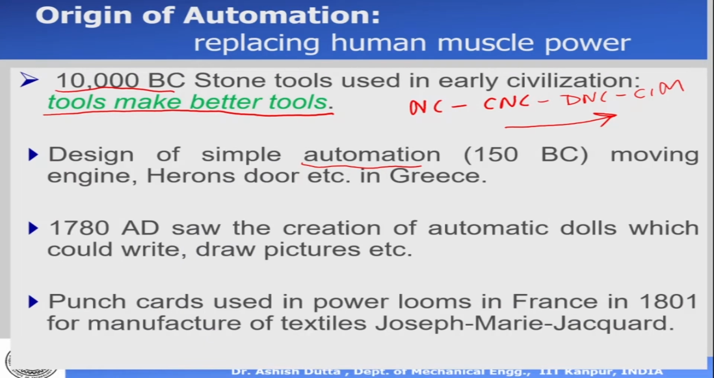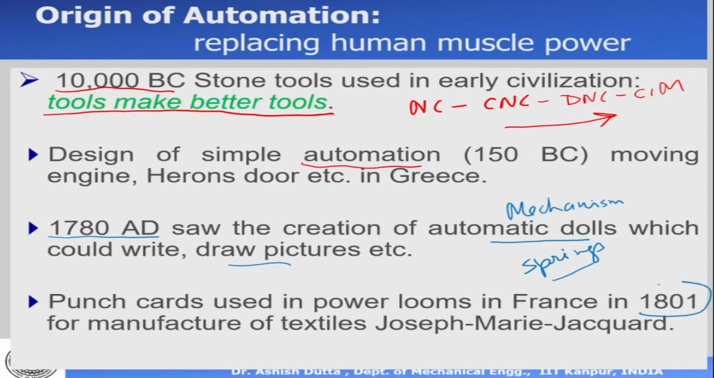Now 1970, as we move forward, saw the creation of automatic dolls that could write and draw pictures. These are very small mechanisms. Okay, we can call them automatic dolls, we can call them mechanisms. And the energy input was basically by means of springs, like in old watches. Okay, so you would have to wind the spring, and the spring will store the energy and give the energy to this mechanism to move. So this is about 1780.